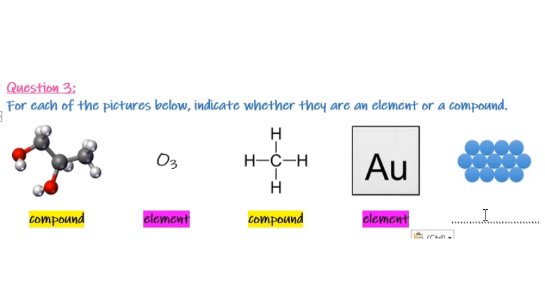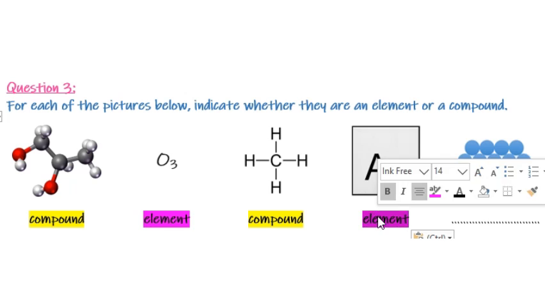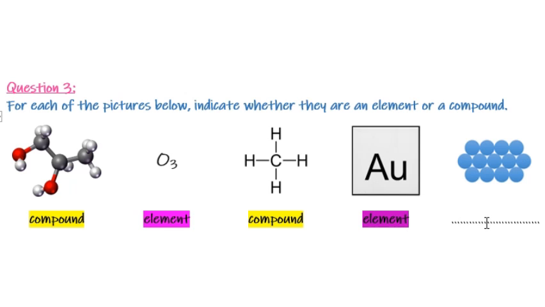Let's see. This substance has 13 atoms, but from the same type of element. So it doesn't have two colors or atoms from different types or sizes. So 13 atoms of the same element. So this is considered as an element. Okay.